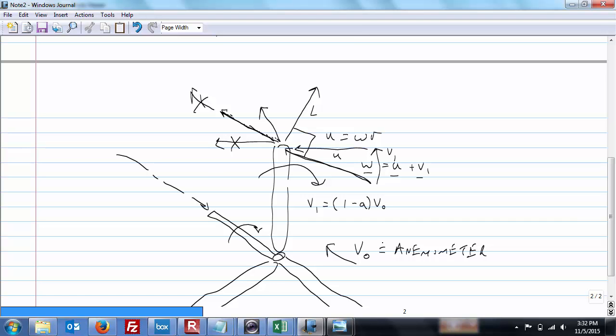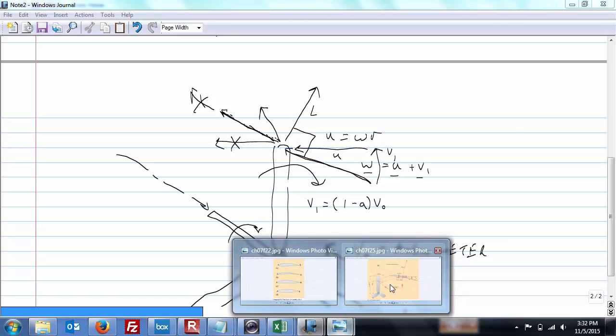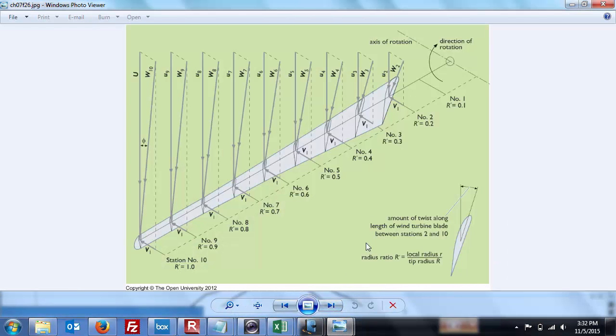Now there's one more figure showing a detail of a blade. So in general, the base of a turbine blade is going to be thicker than the tip, but you can also see that as you get closer to the tip, the velocity increases.